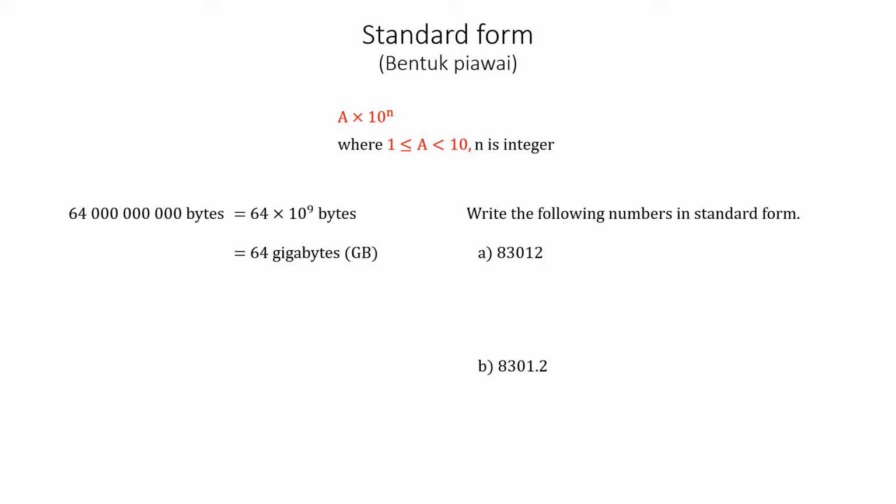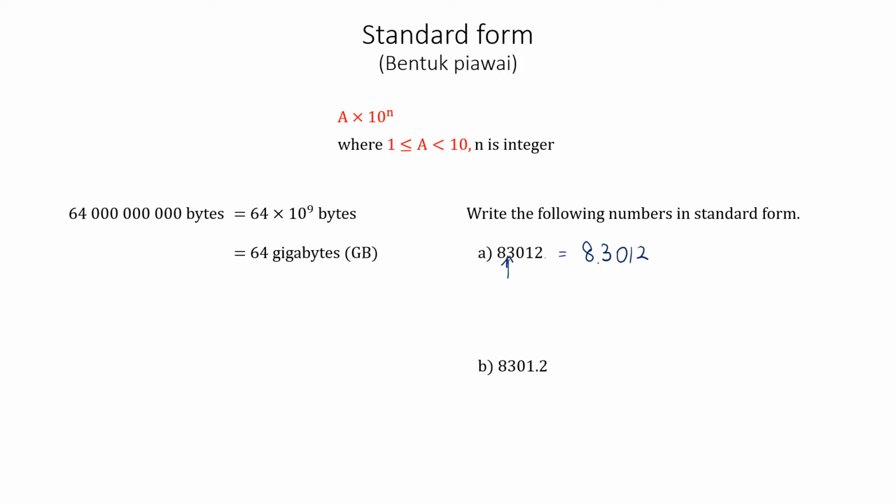To write a number in standard form, the number must be between 1 and 10. So for question A, this number is actually at the back. To write this number in standard form, I must move the decimal. So the decimal is here. Move the decimal to this number, so move to 8.3012.